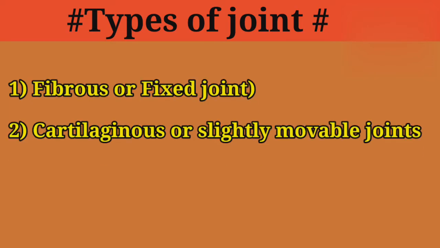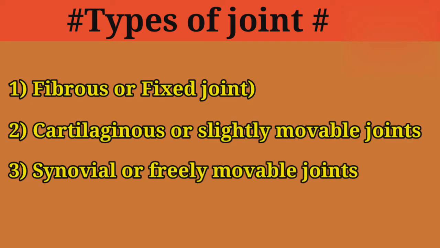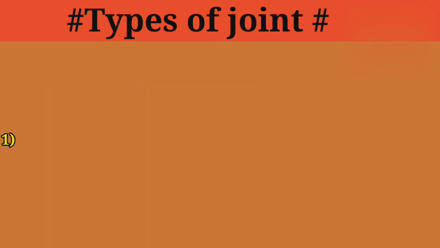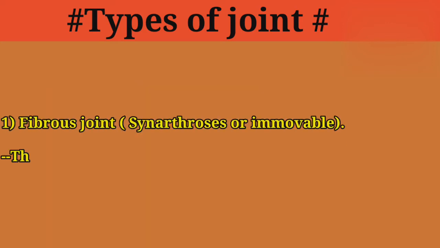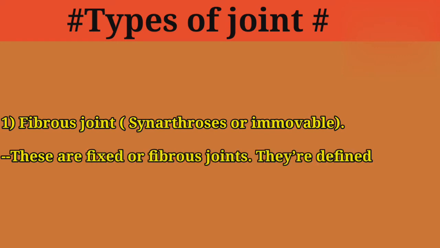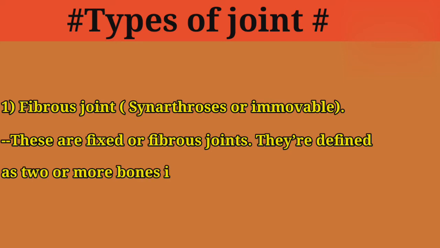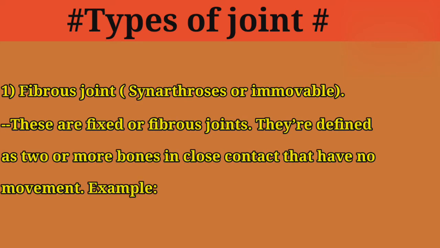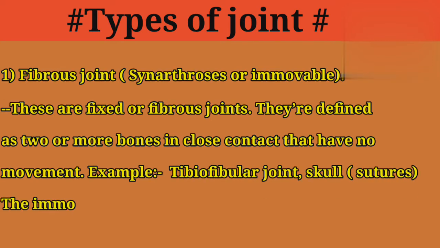First, fibrous or fixed joints. Second, cartilaginous or slightly movable joints. And third, synovial or free movable joints. Let me explain fibrous joints. What are fibrous joints? These are fixed or fibrous joints. They are defined as two or more bones in close contact that have little movement.